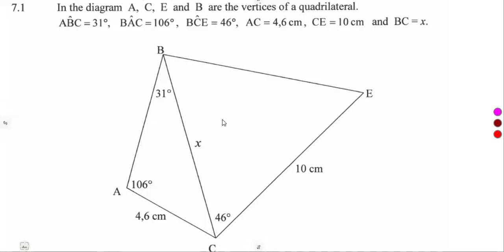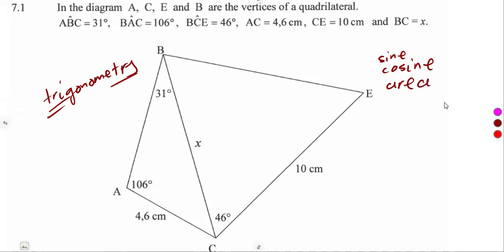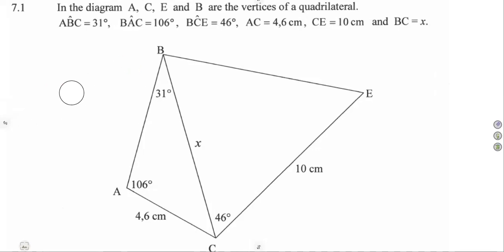In this case, we are given a question based on trigonometry, where we consider the application of the sine rule, the cosine rule, and also the area rule. These are the basic questions that we might be given. So we are going to consider this typical exam question, question 7, that is 7.1.